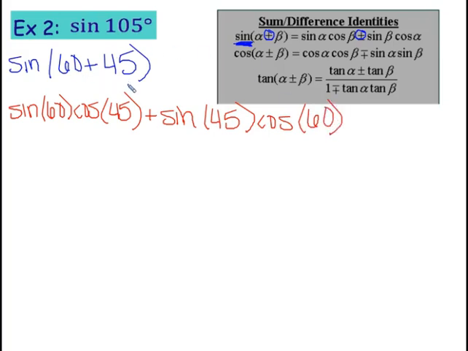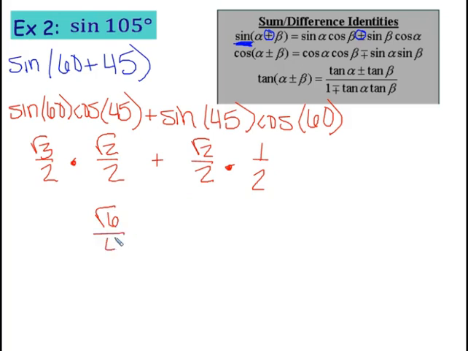So now that 60 and 45 are nice unit circle degree measures, we can break them down into their exact values. Sine of 60 is the square root of 3 over 2. We're multiplying that by the cosine of 45, which is the square root of 2 over 2. Now let's add our second piece. Sine of 45 is the square root of 2 over 2. And cosine of 60 is 1/2. So notice how we're multiplying some fractions on the left and on the right. Let's multiply straight across.